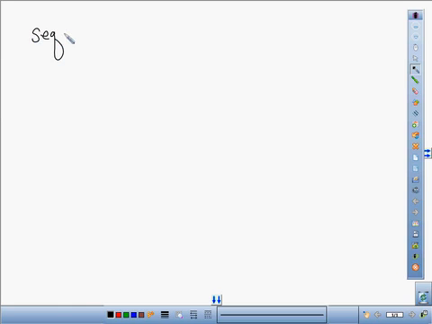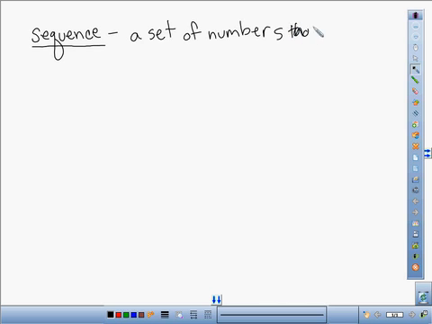A sequence is the math word that we use for a set of numbers that follow a pattern. So get used to, instead of me calling it number patterns, calling it a sequence. A set of numbers that follow a pattern. All right, so there's our first vocabulary word. So we have a sequence.